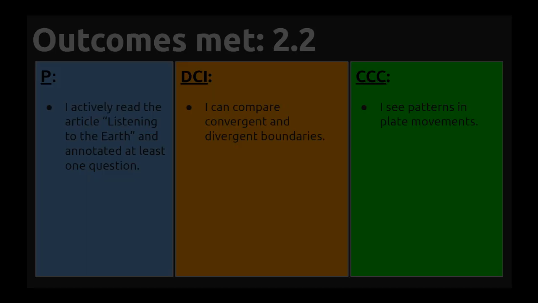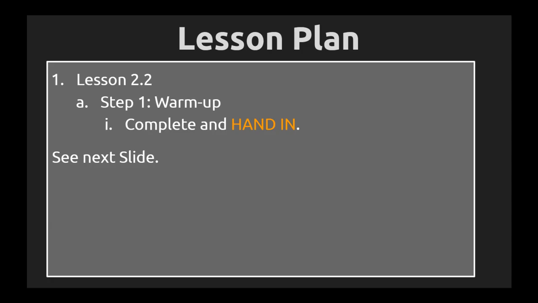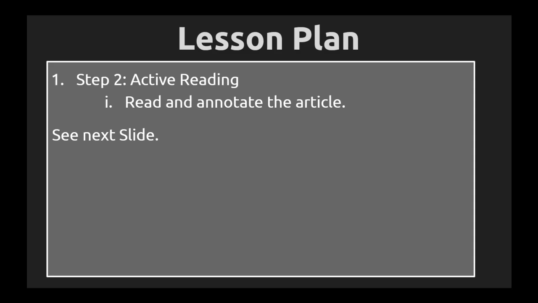So we want to actively read the article and annotate at least one thing, preferably more than that. Compare convergent, divergent boundaries and look for patterns. Step 1 warm-up was actually done yesterday, and make sure you do that if you haven't yet. We'll spend some time actively reading.